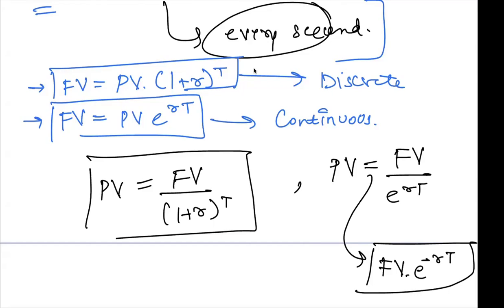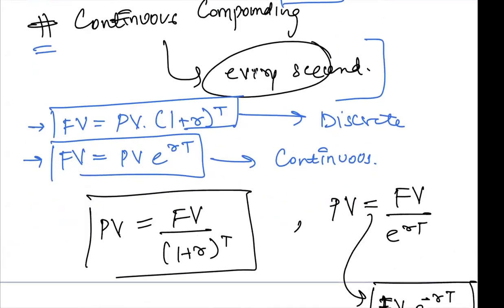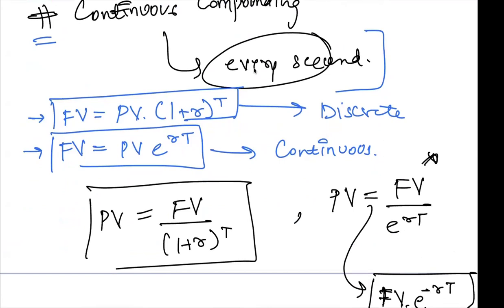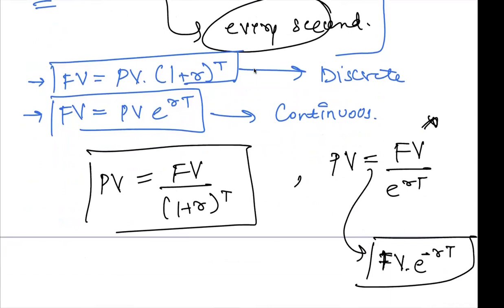So we usually use the discrete one, rather than using the continuous, right? We never use continuous. There's nothing in the market that happens continuously. If you go take out any loan, it will never say continuous. It is always discrete. But for understanding, it's important.